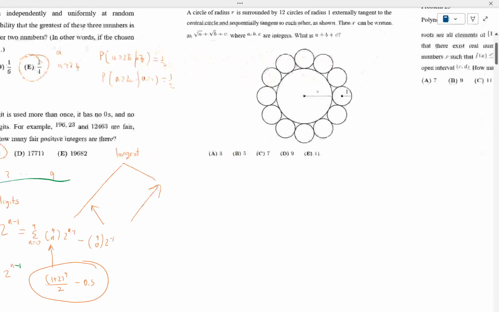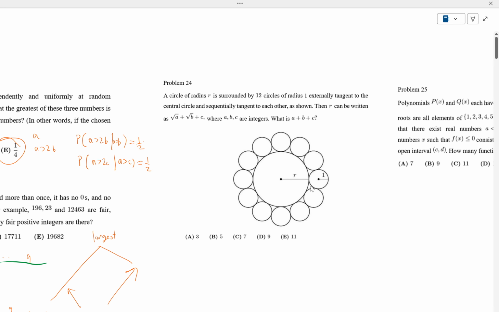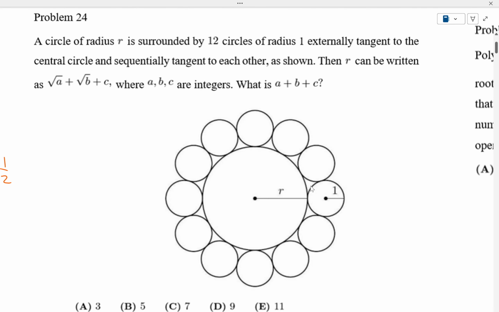All right, let's move on to problem 24. Now, I'm sure everyone who got this far would have solved problem 24. All right, this problem is way misplaced. It should have been in like problem 15.